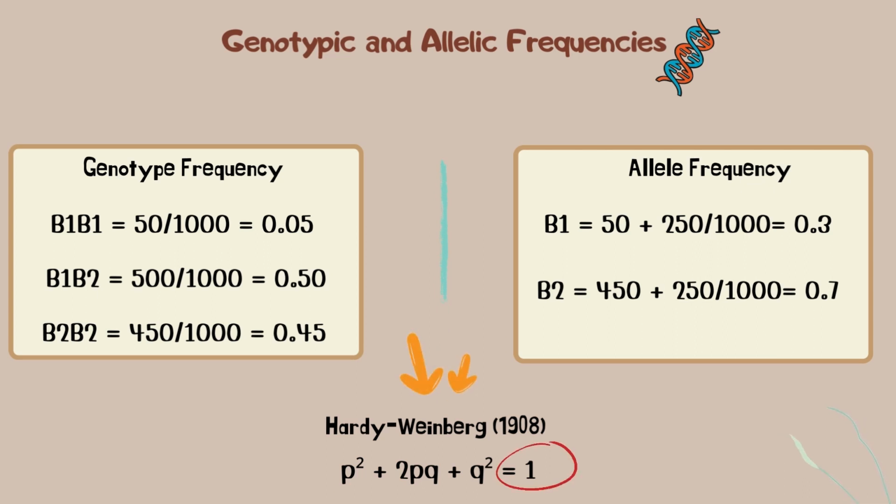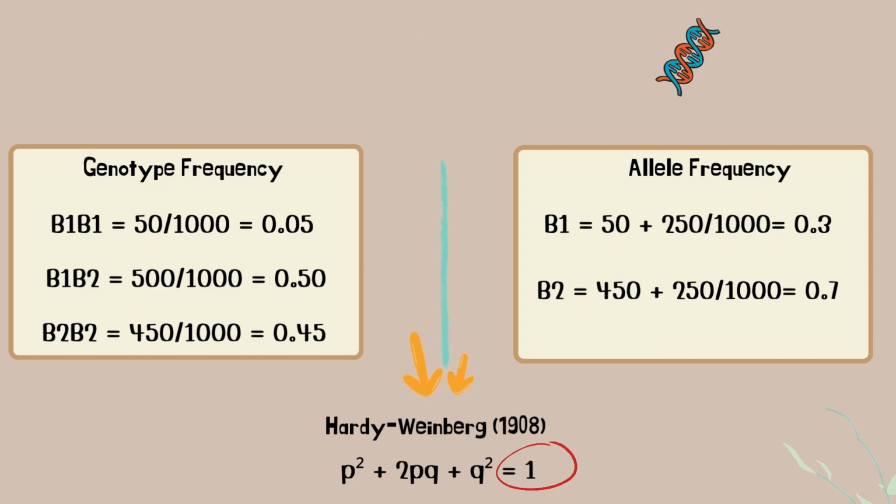Therefore, to calculate the equilibrium, we need to add p-square, which would be the homozygote B1b1, plus twice the value of the heterozygote B1b2, plus the square of the value of the homozygote B2b2. The total of the sum should be equal to 1. Understanding this, we can move forward to the next steps related to the locus influence on the phenotype.